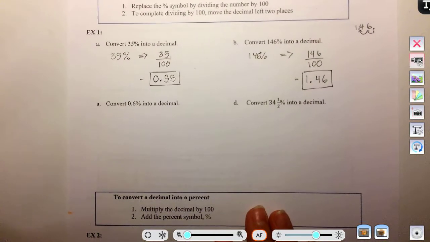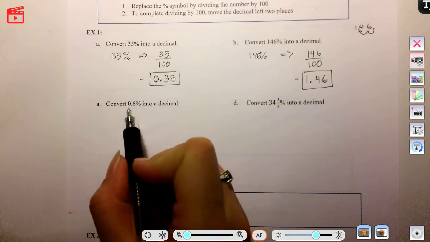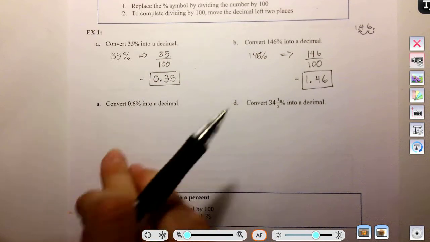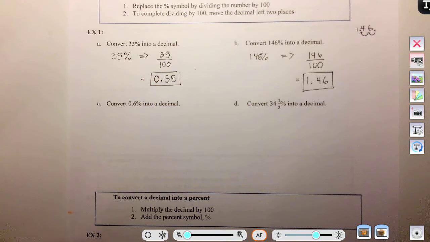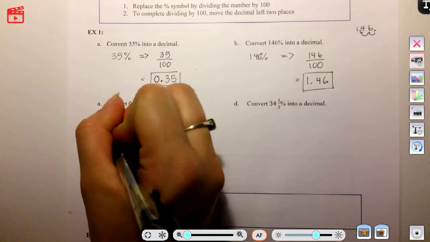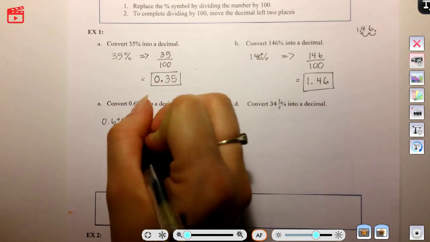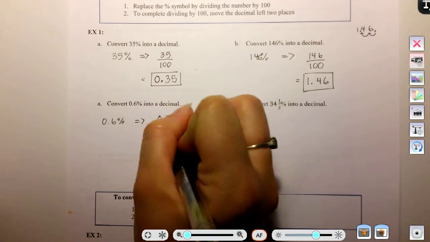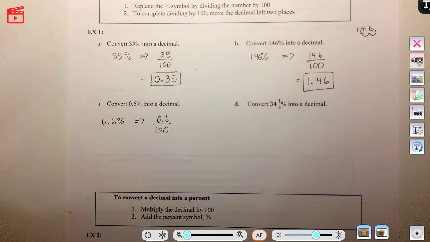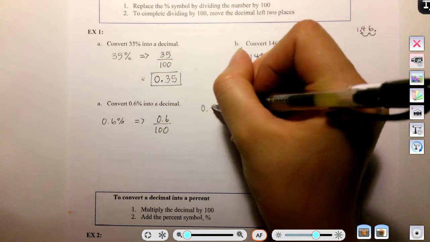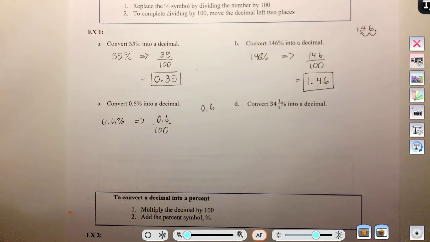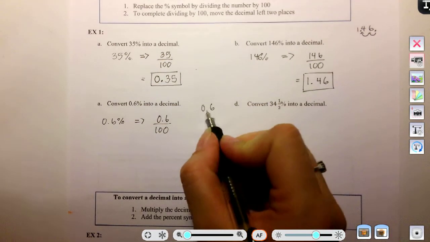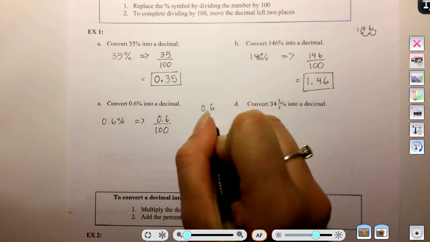Let's convert 0.6% into a decimal. Now you might be confused and say, wait, but that's already a decimal. It's okay. Just repeat the steps as you know them. 0.6%. We'll get rid of that percent symbol by dividing by 100. Okay, and as we've done before, we're going to locate our decimal and move it to the left 2 places. So where's our decimal? Well, our decimal is here, and we're going to move to the left 2 places.